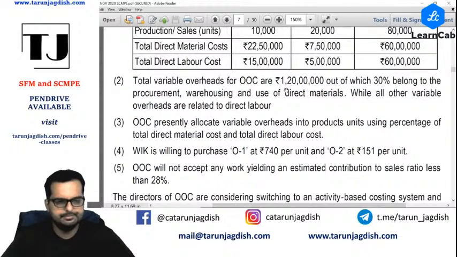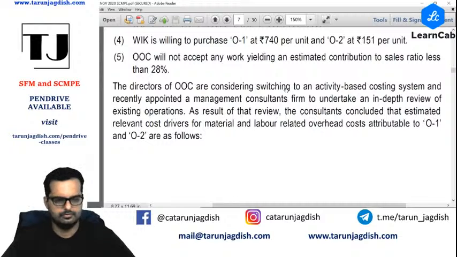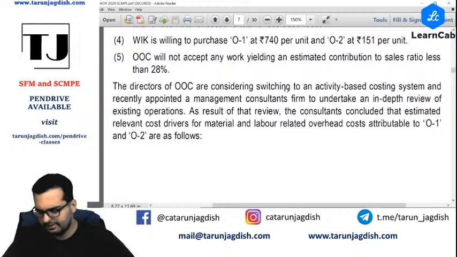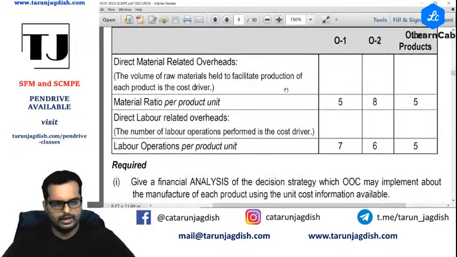I'll come down further. This is an exact study material question. More data is there.